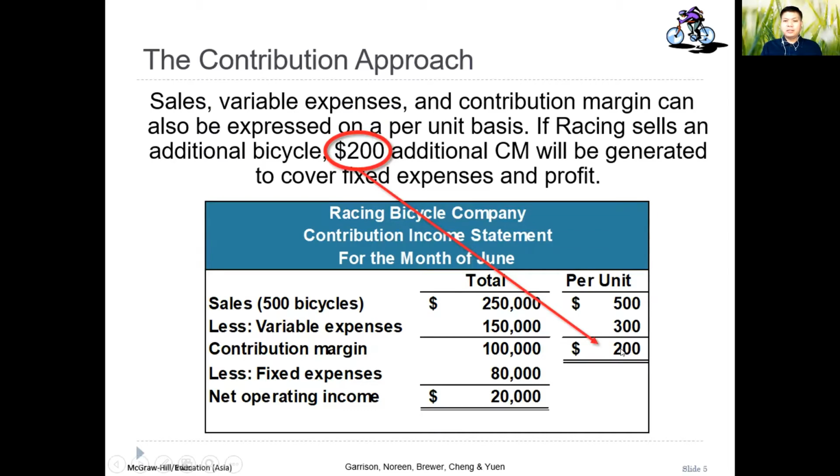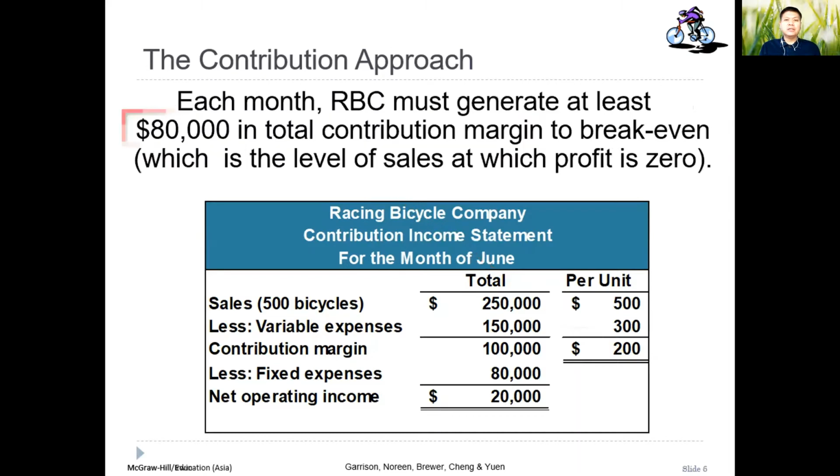You will find out later, no, that we also have what we call the CMR, the contribution margin ratio. Okay, so how do you compute for the CMR, or the contribution margin ratio? If your sales is 100% and variable expenses is 300 divided by 500, would that be 60%? Then 100 minus 60, that will be 40%. Or 200 divided by 500, that will be 40%. And that would be your CMR, or the contribution margin ratio.